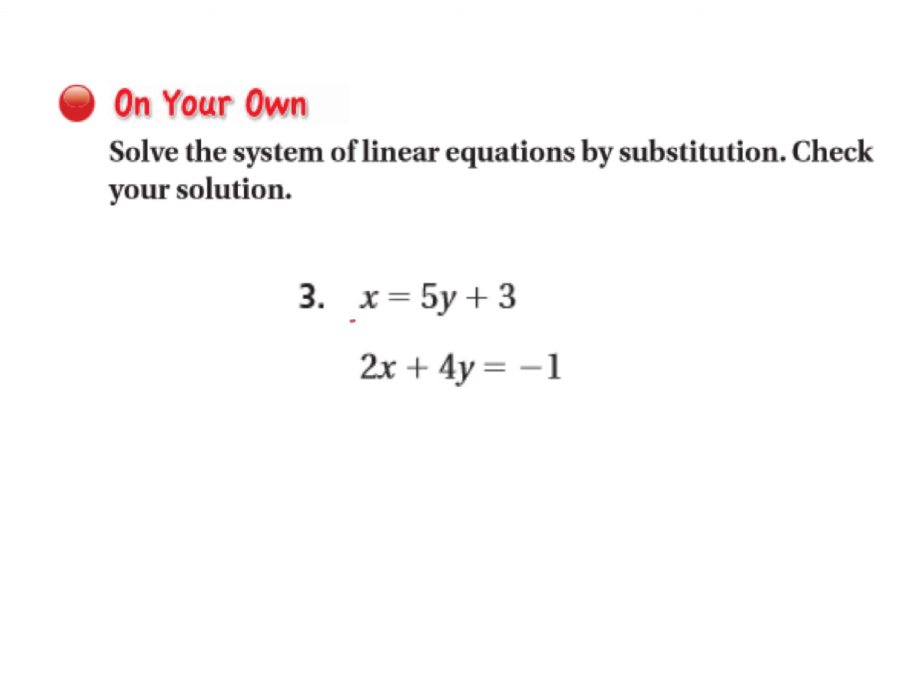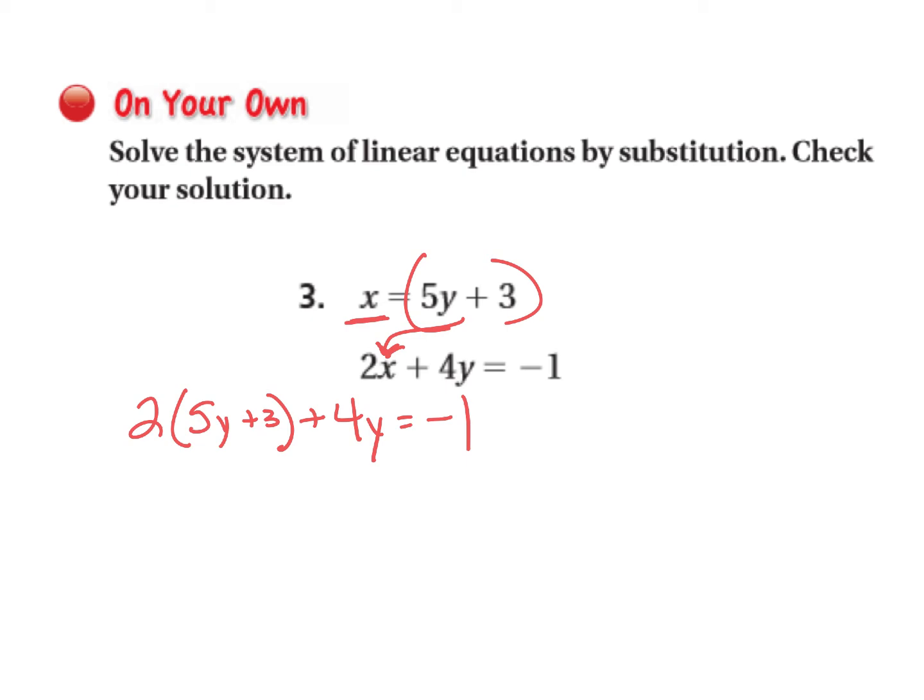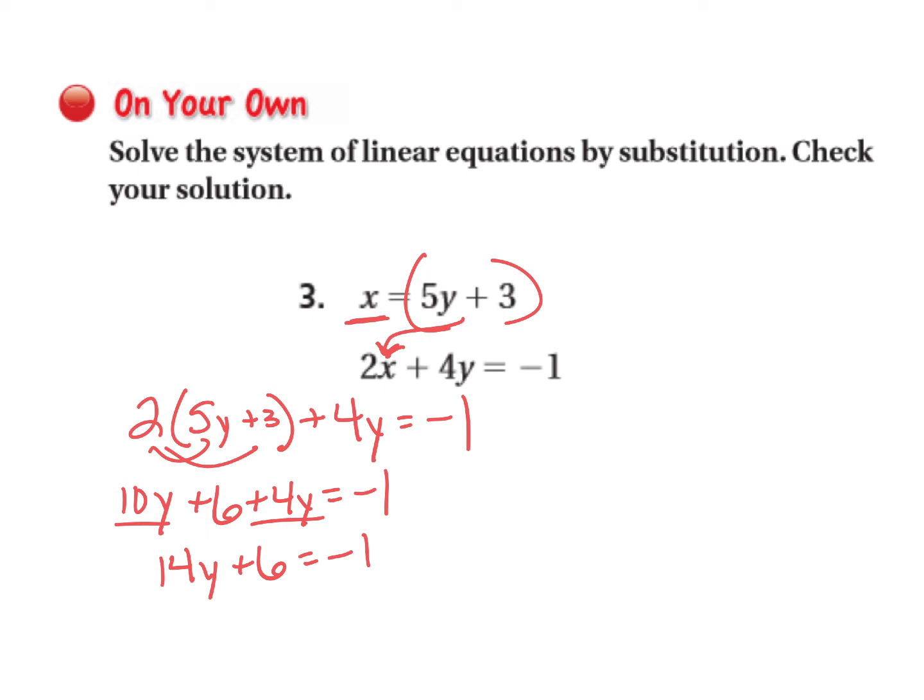This one, we have our first equation solved for x, and that works just fine. We're going to take that expression and substitute it in for x this time. So 2 times 5y plus 3 plus 4y equals negative 1. We're going to simplify, so I get 10y plus 6 plus 4y equals negative 1. 10y plus 4y gives us 14y plus 6 equals negative 1. Subtract 6, so 14y equals negative 7.